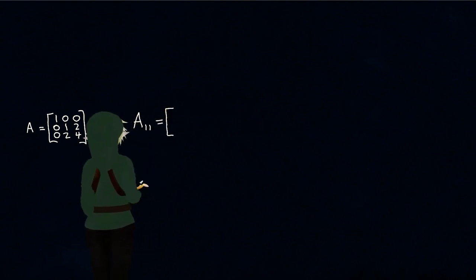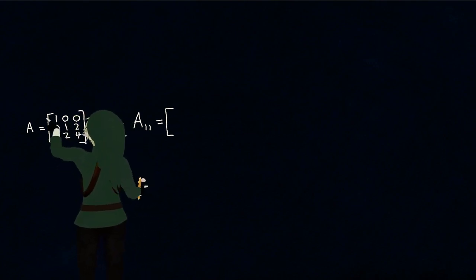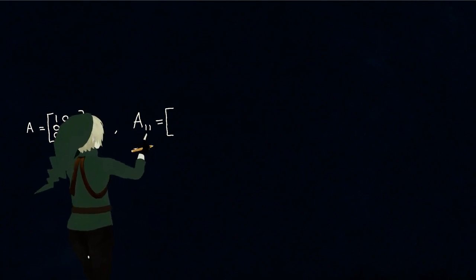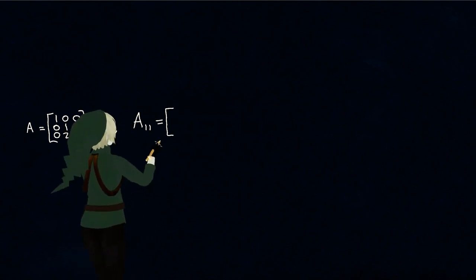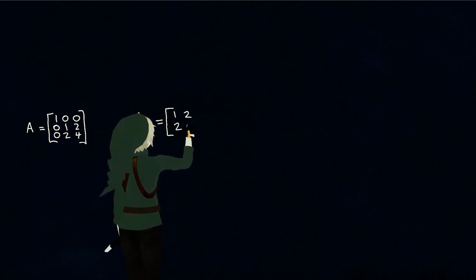Now, these numbers represent the row that you want to delete, and the column that you want to delete, which is also here. So that's what these two numbers represent: the row and the column that you want to delete. In this case, we want to delete this and this, so that we only focus on this submatrix here. And so our submatrix for A11 is 1, 2, and 2, 4.